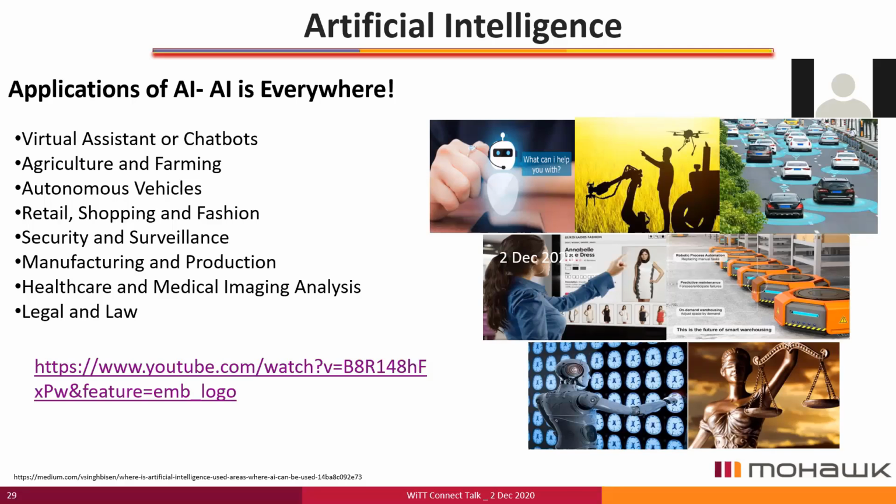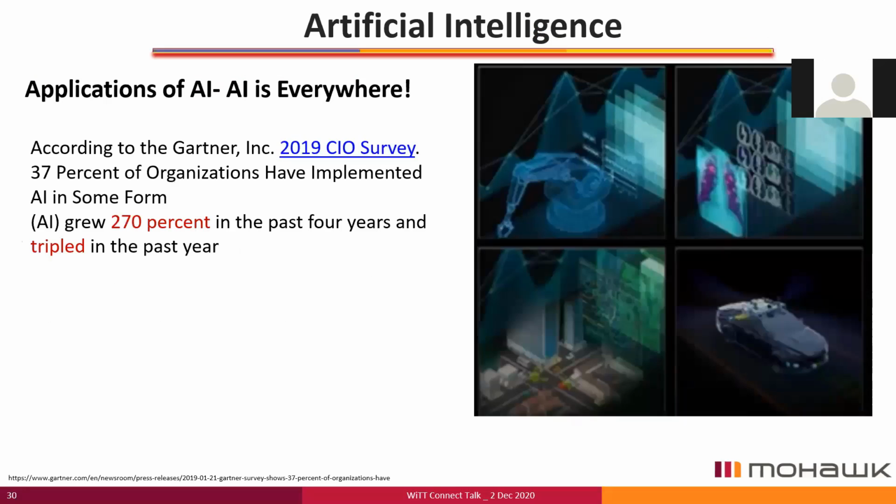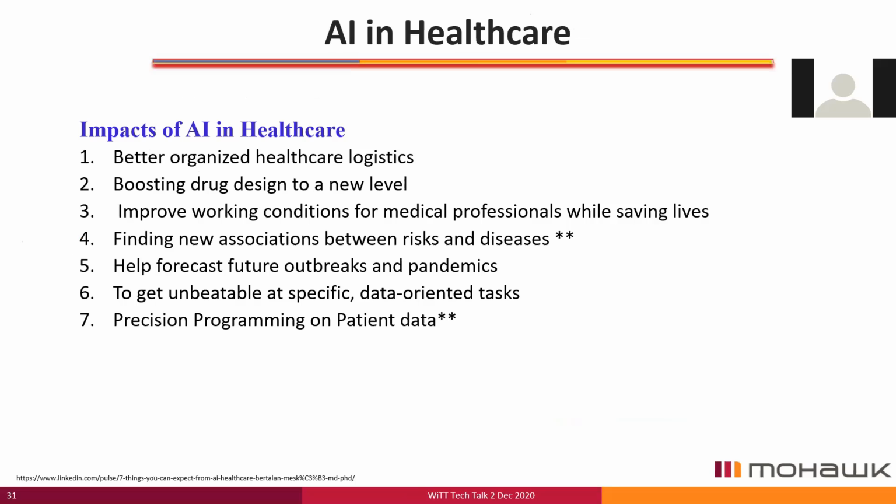And if you will see the Gartner report, it says that about 37% of organizations have implemented AI in some form or the other. And AI grew 270% in the last 4 years and has tripled in the past 1 year. So that is a really big number for what we are seeing. And the impact of AI in healthcare is what I'm going to be talking about for a little bit of time I have.